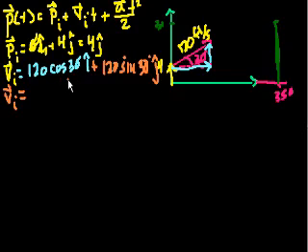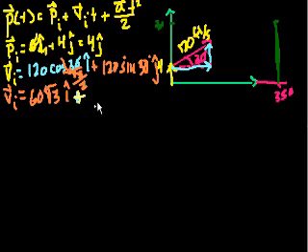What's cosine of 30 degrees? It's square root of 3 over 2, right? Square root of 3 over 2 times 120, that's 60 square roots of 3, and that's times the x unit vector, which we denote by i with a little hat on top. I'm going to switch colors again. Plus, what's sine of 30 degrees? Well, that's 1/2. So 1/2 times 120, that's 60j.